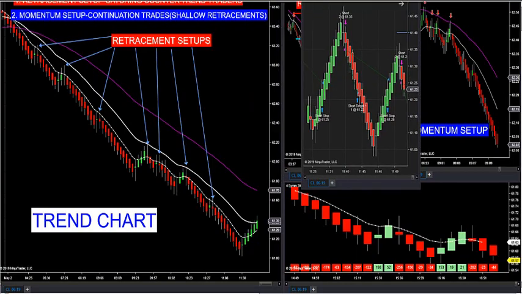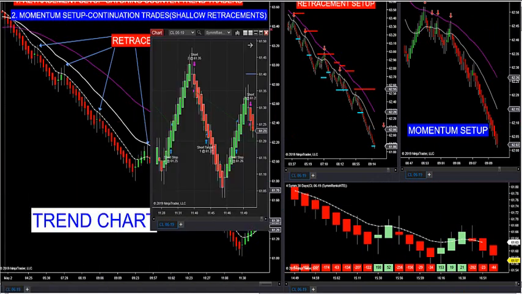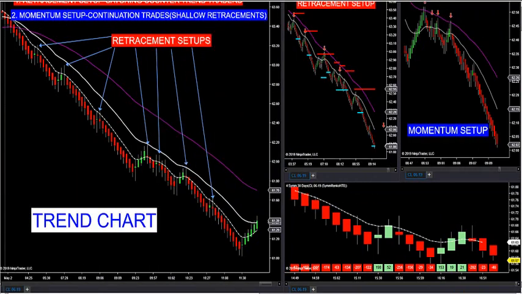So let's go to work and let's see what we got here. Here is the basis, and we'll come back to that chart in a second I just showed you. Let's take a look at the first trade I circled. Let's go left to right analysis. This is our trend chart, okay?